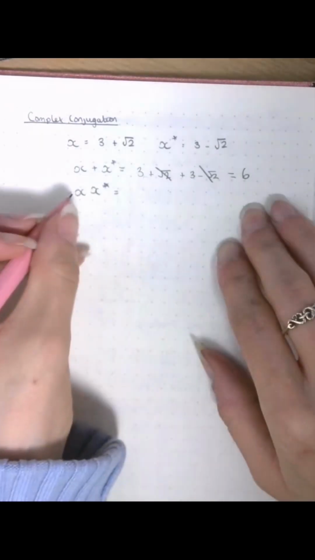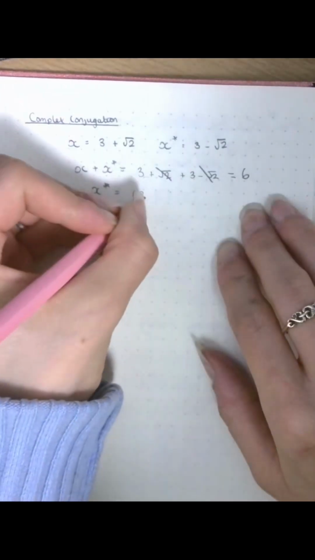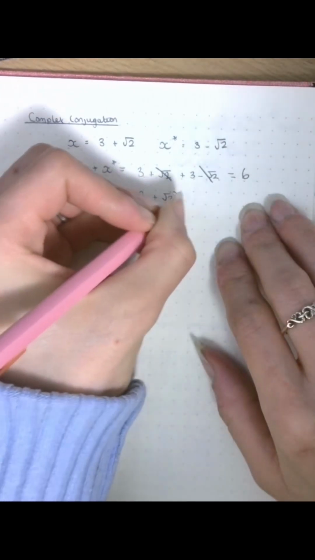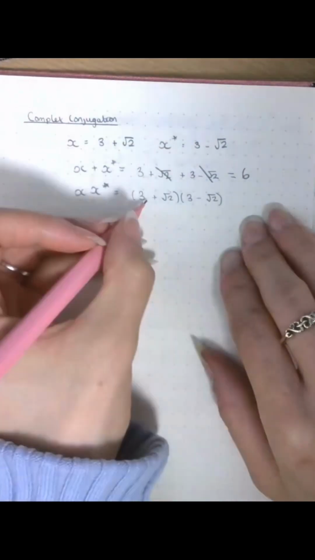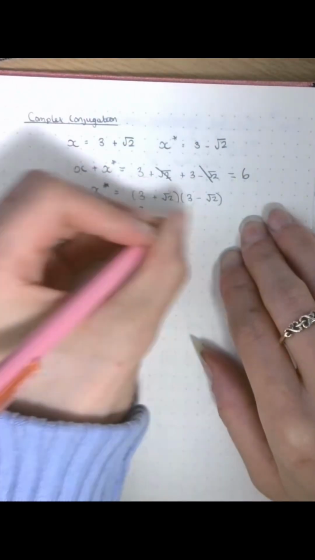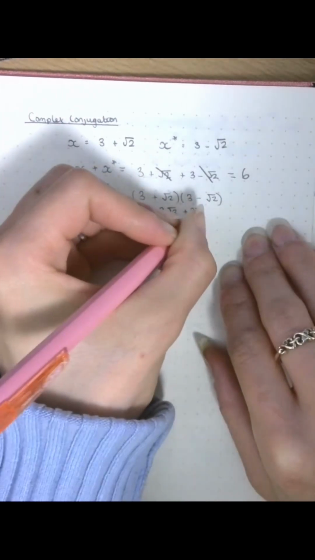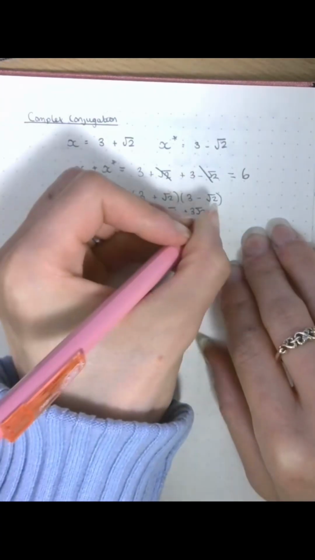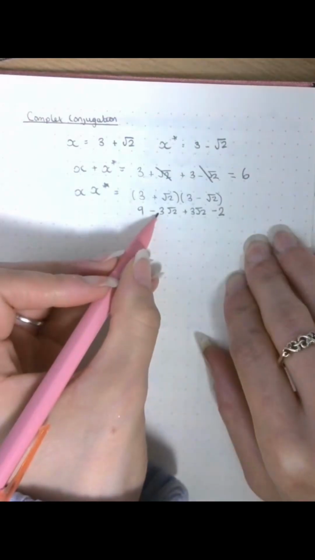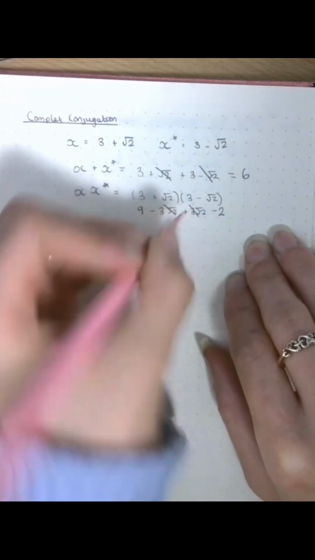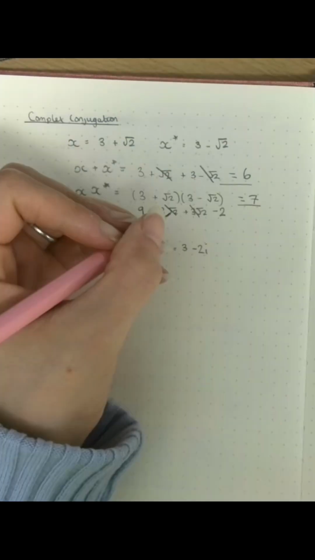So then let's have a look at what happens when we multiply a conjugate pair together. So we'll have 3 plus root 2, 3 minus root 2. And you may already recognise this from GCSE. So 3 times 3 is 9. Then we're going to have minus 3 root 2 plus 3 root 2. And then the plus root 2 times minus root 2 will become minus 2. So when we do that, you can see here we have a minus 3 root 2 and a plus 3 root 2. They're going to cancel out. And then the 9 minus 2 is going to give us 7.